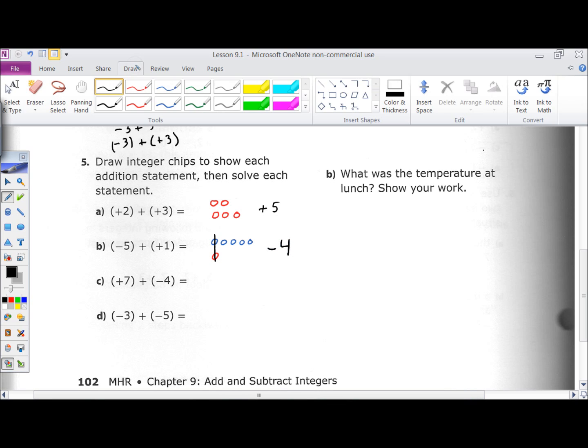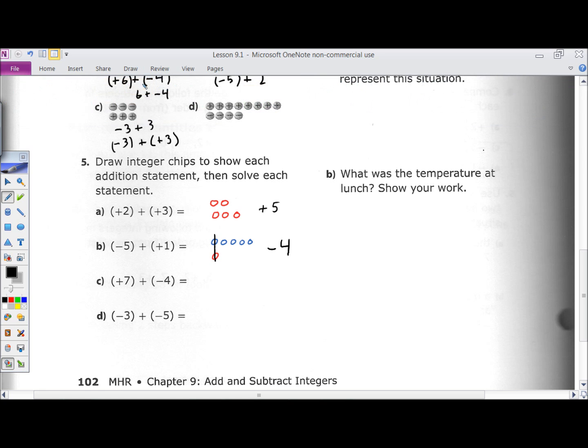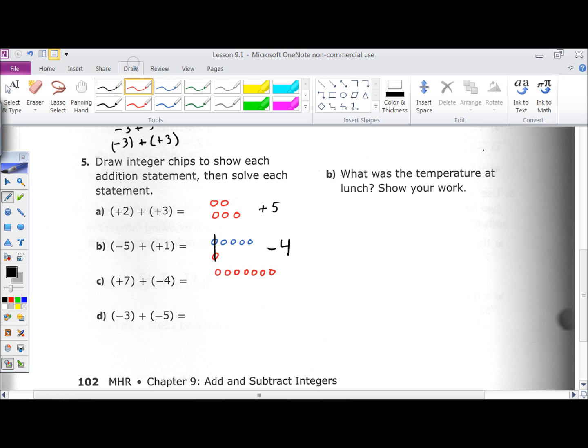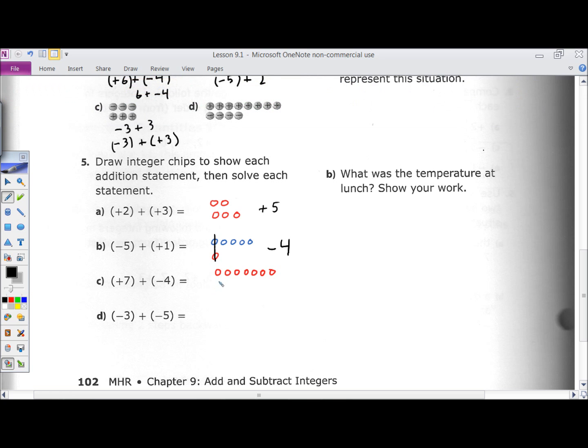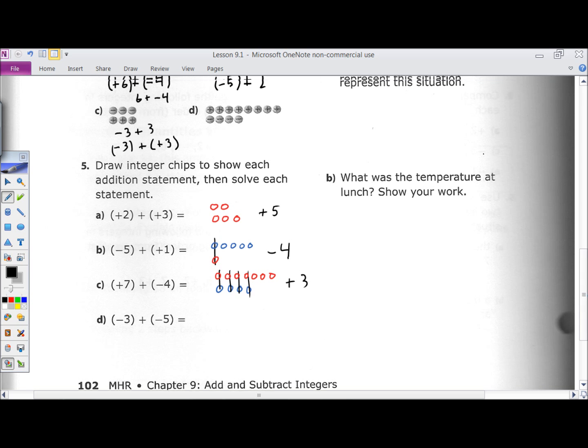Okay, and let's do C. Positive 7, so I need 7 red chips. And that's 4 blue chips. And I'm going to get rid of my 0 pairs. Cross out my 0 pairs. I'm left with 3 positives. Positive 3 is my answer. D, I'm going to leave for you to do on your own.